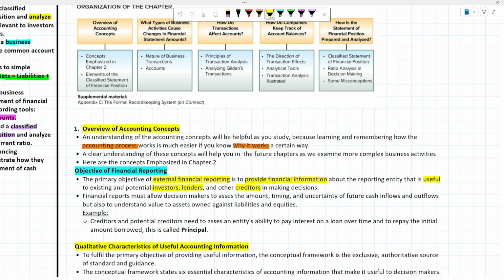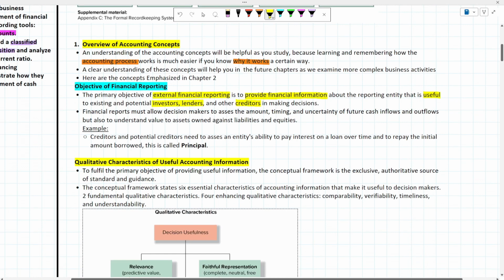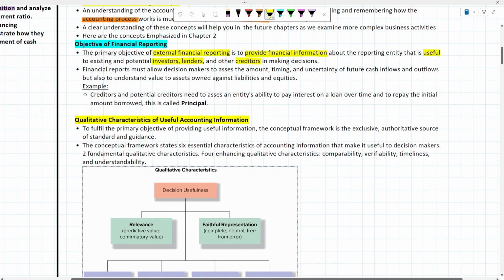An example of this is creditors and potential creditors needing to assess an entity's ability to pay interest on a loan over time or to repay the initial amount borrowed, which is called principal. Next, qualitative characteristics of useful accounting information.